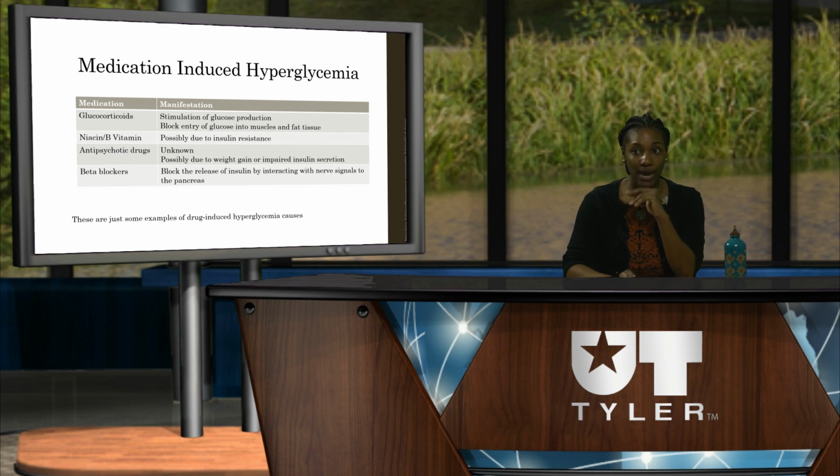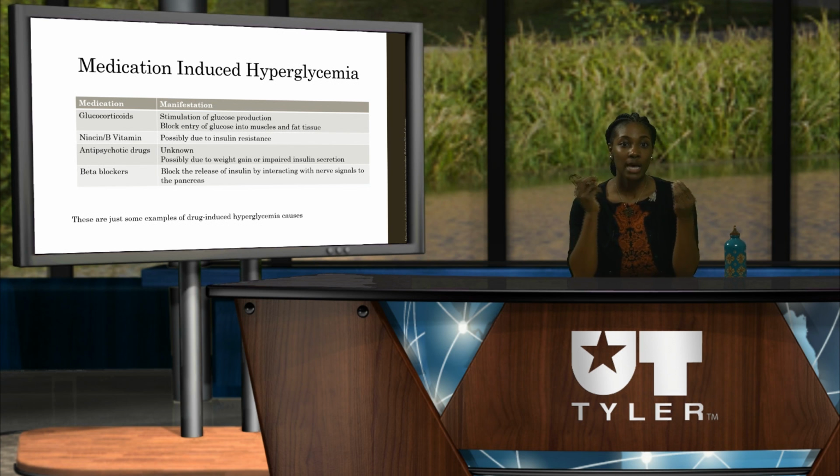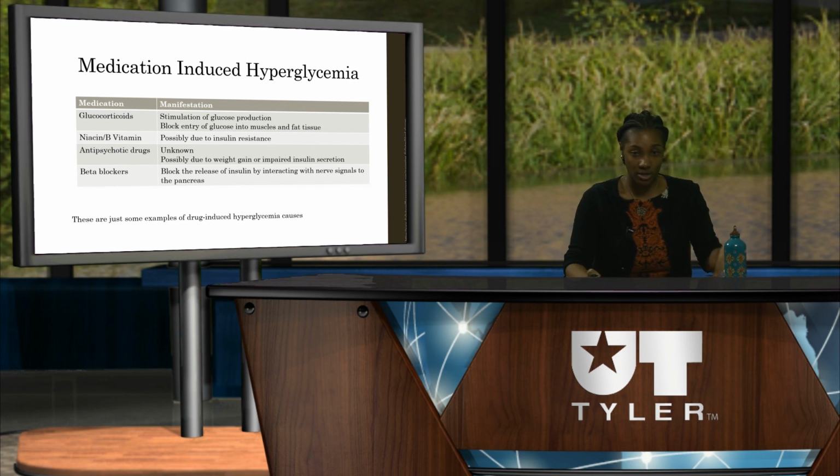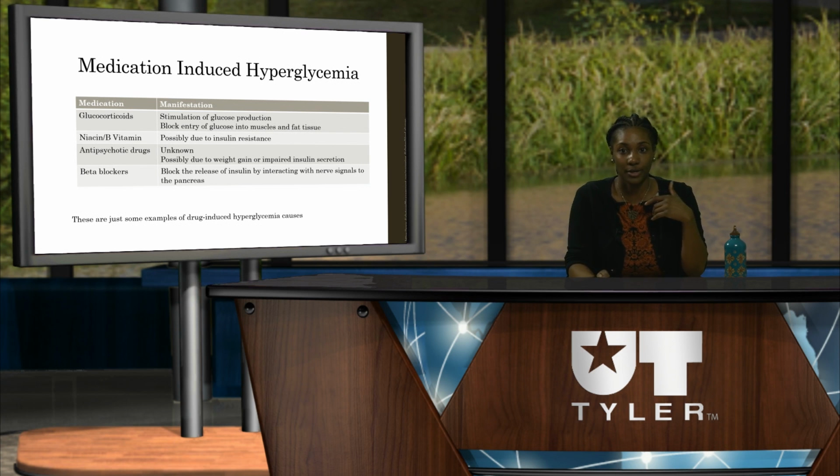Here, medication-induced hyperglycemia. For the sake of time, I'm not going to go through this because we are going to talk about it in class. But one of the big ones I do want to point out is the glucocorticoids. As the name implies, glucocorticoids stimulate glucose production and they block the entry of glucose into muscles and fat tissue. So if you have a patient that's being started on some type of steroid, specifically a glucocorticoid, then they are at risk of having increased hyperglycemia, or increased blood sugar, temporarily.